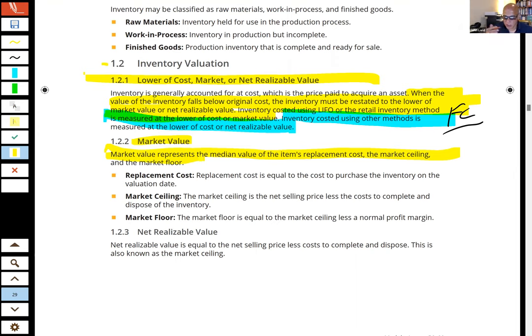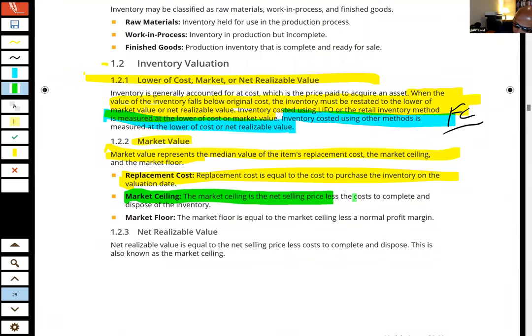Thus, what they're telling us here is that it is the median, or middle amount, between the market ceiling and the market floor. Now, where you would run into trouble on the exam is if you didn't know the definition as to how to calculate ceiling and floor. The problem will give you replacement costs. The problem will tell you, this is the replacement cost. This is what it would cost if you had to go into the open market and replace this inventory item.